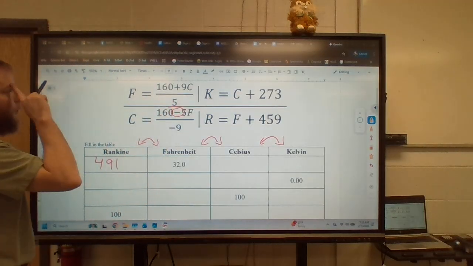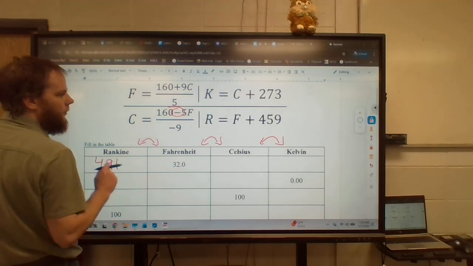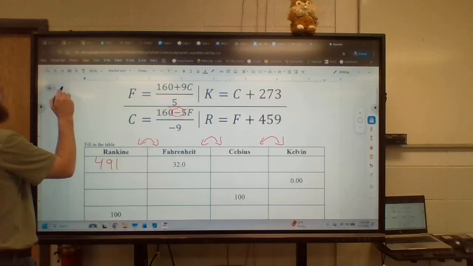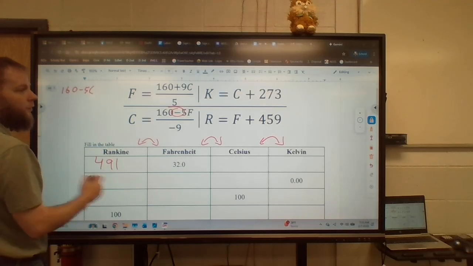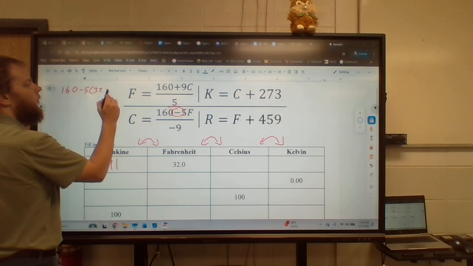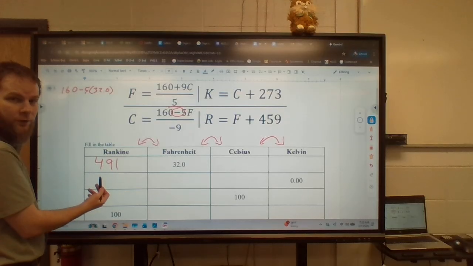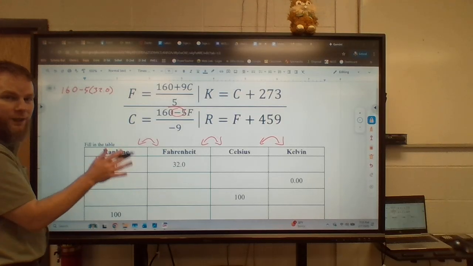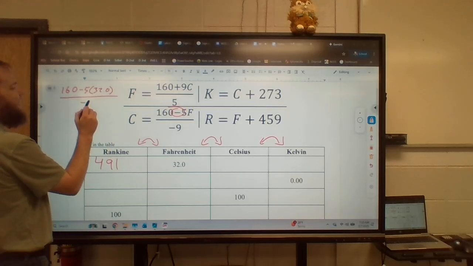Now, we have to use this equation to get our centigrade. So, we're just going to write this out. 160 minus 5 times F, which was 32.0. Don't forget, we don't want to lose that 0. That's how we knew this had to be 3 sig figs. Okay, we still need the 0. That is all over -9.